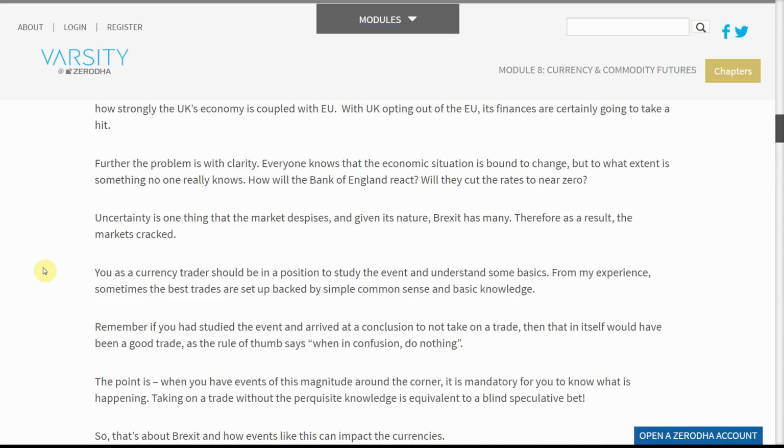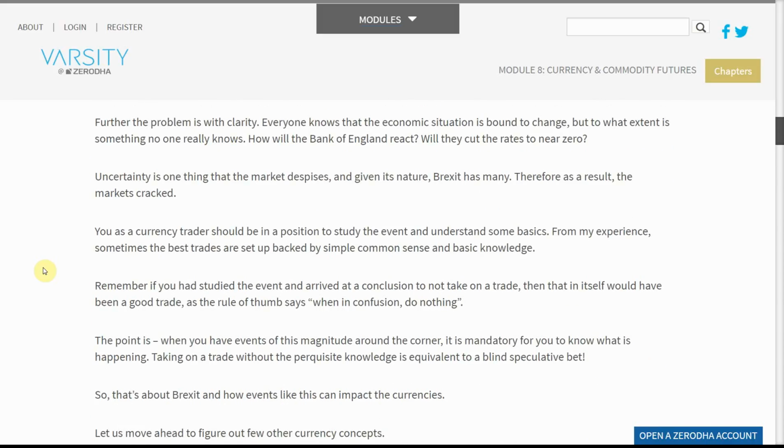Further, the problem is with clarity. Everyone knows that the economic situation is bound to change, but to what extent is something no one really knows. How will the Bank of England react? Will they cut the rates to near zero?